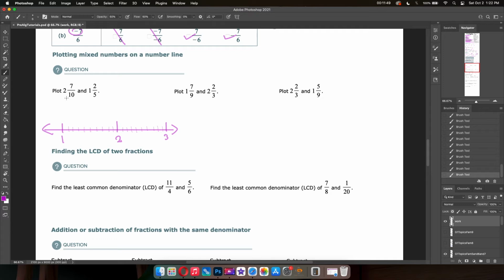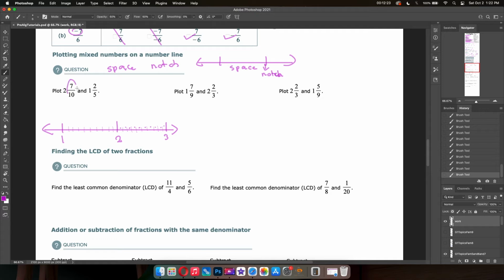So if you're looking at your spaces and you're plotting, there's a difference between a space and what I'm going to call a notch. So when you're looking at the number line, this is your space, and then the lines that are little tick marks, those we're going to call a notch. So if we're looking at 2 and 7/10, we can see there's 1, 2, 3, 4, 5, 6, 7, 8, 9, 10 spaces. That's exactly correct.